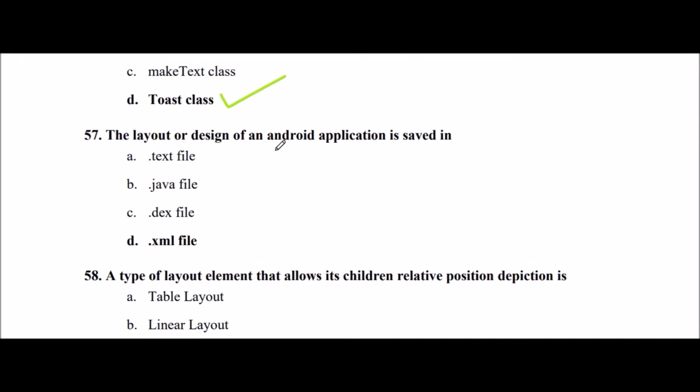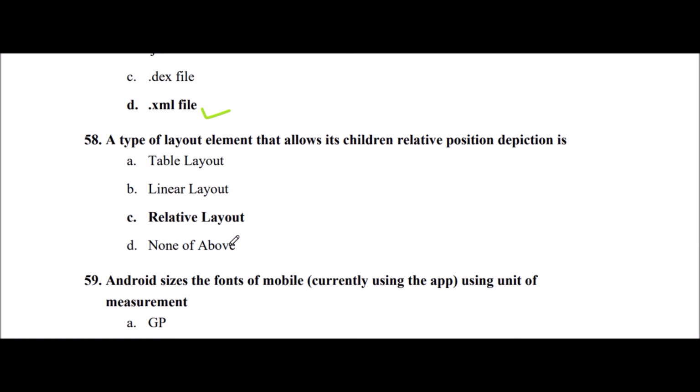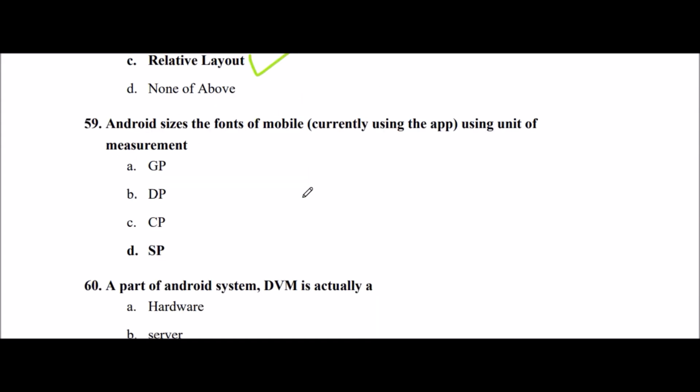Next, the layout design of an Android application is saved in an .xml file. Next question. A tabular layout element that allows a child's relative position depiction is called relative layout. Next, Android sizes the fonts of mobile, for example currently using the application, using units of measurement SP. And what is SP? In Android Studio, SP stands for Scale Independent Pixels.